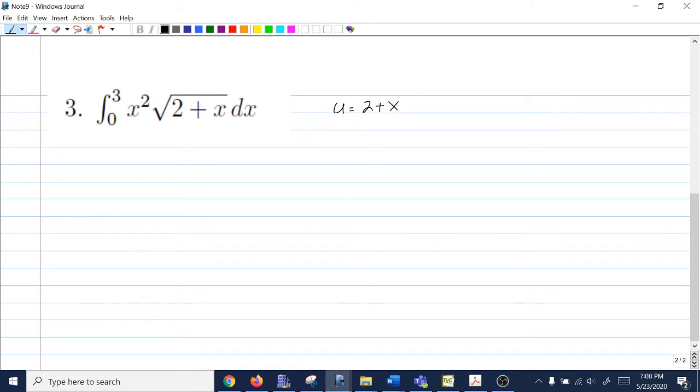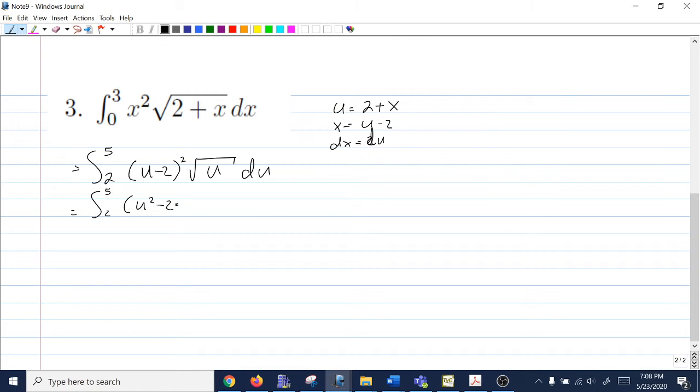u is 2 plus x, x is u minus 2, dx is du. And in particular, the point of this problem is the bounds of integration are going to change. x is 0 becomes u is 2. x is 3 becomes u is 5. We're integrating from 2 to 5 of x squared, which becomes u minus 2 squared. Square root of 2 plus x becomes square root of u. dx is du. I gotta FOIL that out.